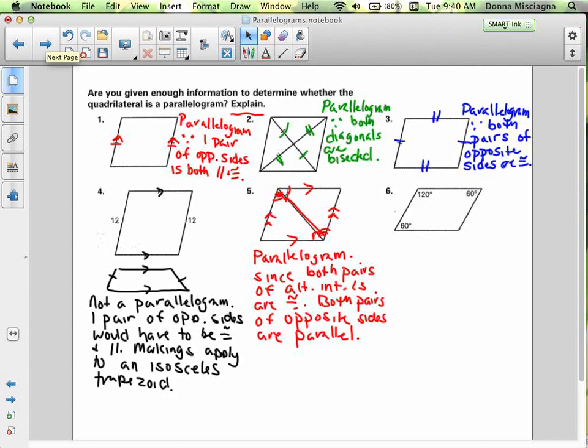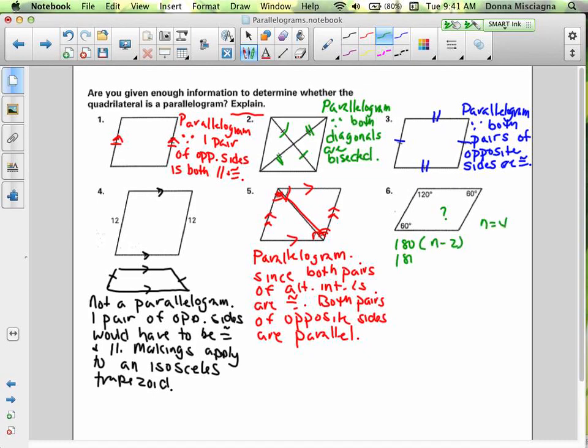All right, now let's look at the last one here. Well, we don't have enough information because we don't know this angle. But could we find this angle? In the first lesson on parallelograms, one of the very first things I showed you is how to find the number of degrees in any quadrilateral, right? So 180 times n minus 2, and this is a quadrilateral, so n is 4. 180 times 4 minus 2 would be 180 times 2, which is 360. So all quadrilaterals, the angles add up to 360.